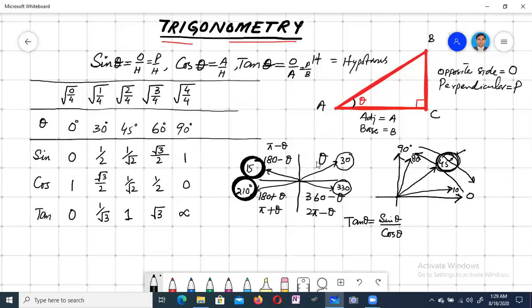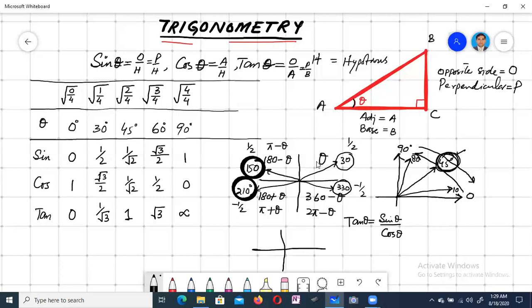Okay, how opposite sign? Opposite sign means plus-minus sign. Sine 30 is 1 by 2. Sine 150 is again 1 by 2. Sine 210 is minus 1 by 2, and sine 330 also minus 1 by 2. How are we writing this plus-minus?